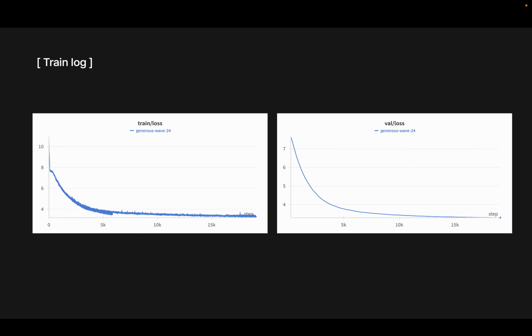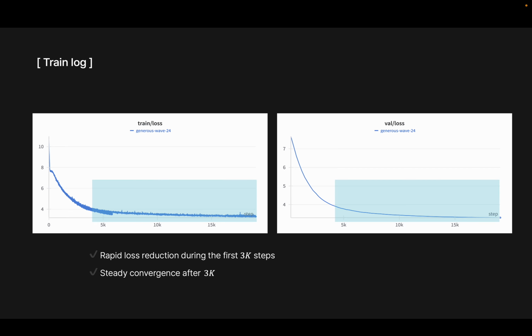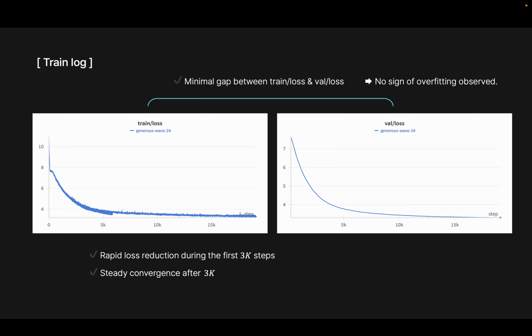Here's a look at our training and validation loss curves. You can see a sharp drop in loss during the first 3,000 steps, followed by smooth and stable convergence afterwards. Importantly, the train and validation losses remain closely aligned, indicating that no overfitting occurred during training. Our final validation loss reached 3.3, which corresponds to a perplexity of about 27, a reasonable result given the limited training budget and model size.